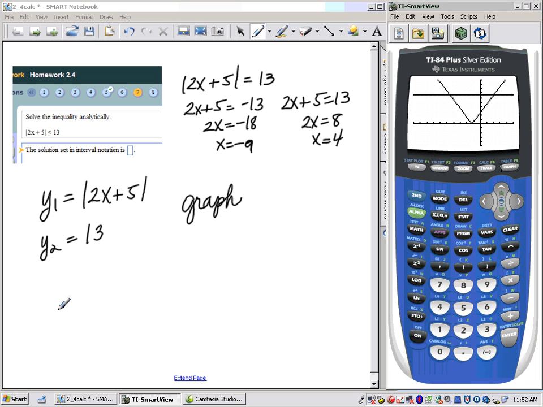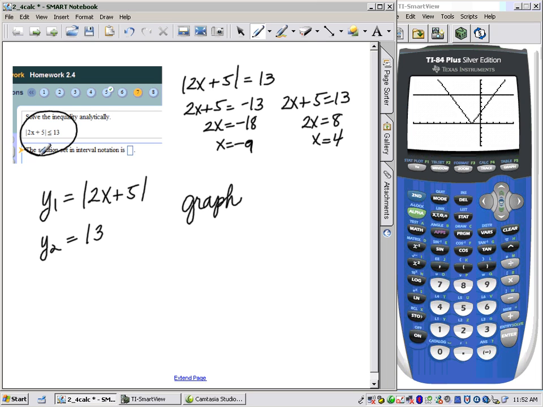So we know that where they intersect one another is where they are equal. What we are trying to find is where is the absolute value below the horizontal line. And that happens in this region here, right?